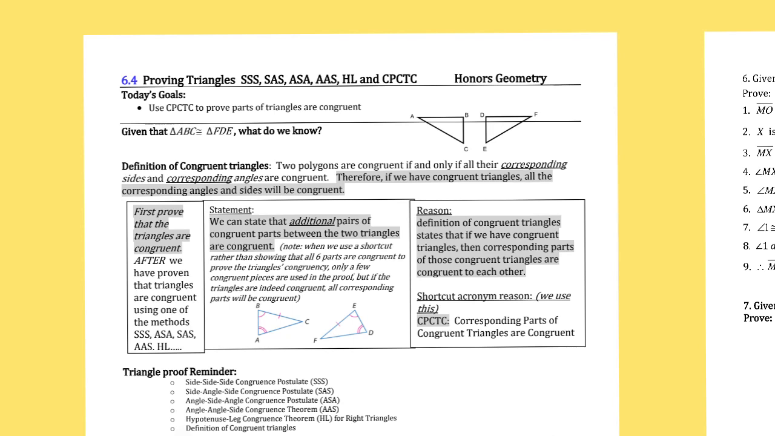All right, hello. So today we're going to be working more on proving triangles and then also using CPCTC, the corresponding parts of congruent triangles are congruent to each other. So here we go. First of all, a reminder: what does the definition of congruent triangles mean? It means that if you have congruent triangles, all the corresponding parts will be congruent to each other, all the corresponding sides and angles.